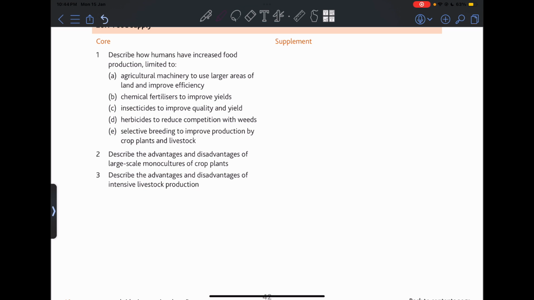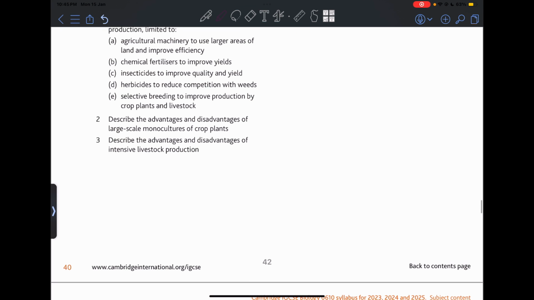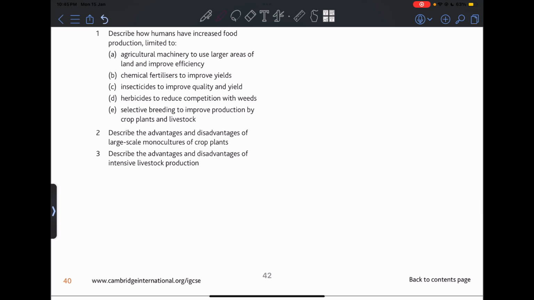Herbicides to reduce competition with weeds. So herbicides actually kill weeds. Weeds are like the little green plants that come out. These actually take away the nutrients that the actual fruits and vegetables need to grow. So these are usually killed by herbicides.